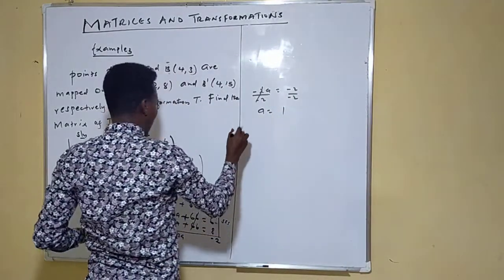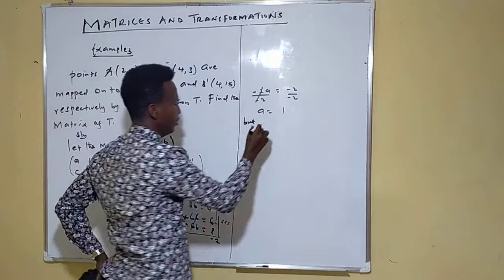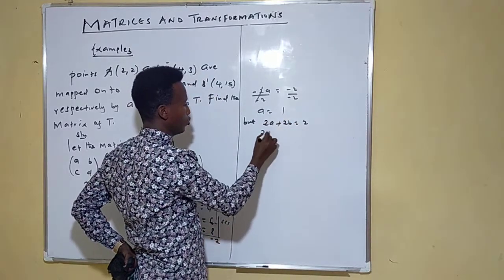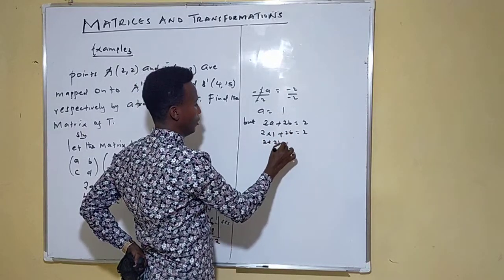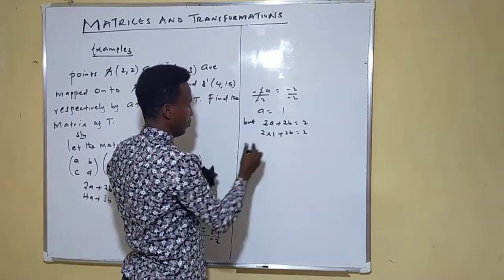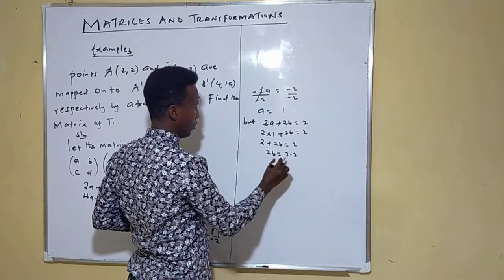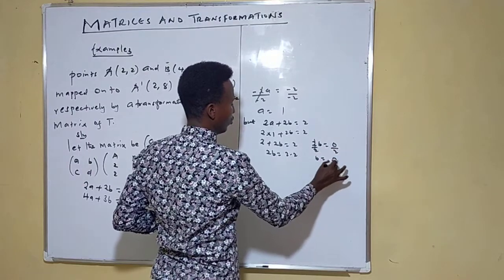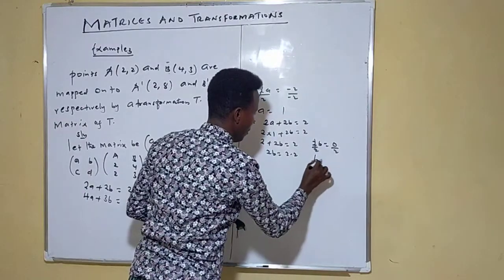Also, you can take one of the equations. Take this one, 2a plus 2b is equal to 2. In place of a we are going to substitute 1. So 2 times 1 is 2, plus 2b is equal to 2. So 2b is equal to 2 minus 2. Then we have 2b is equal to 0, all over 2, all over 2, cancel. So b is equal to 0.